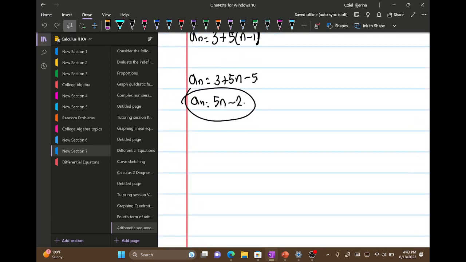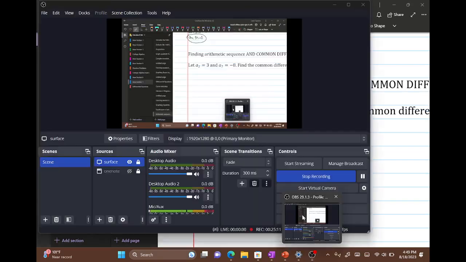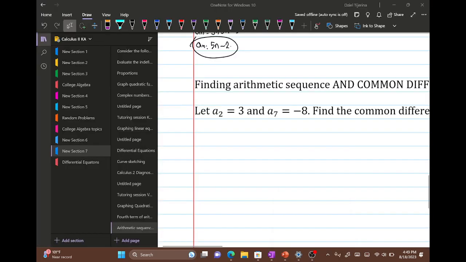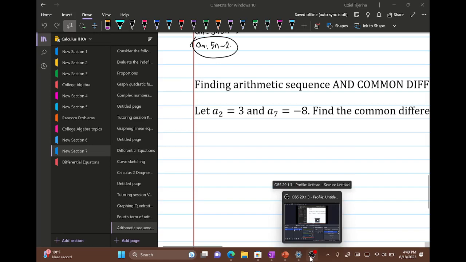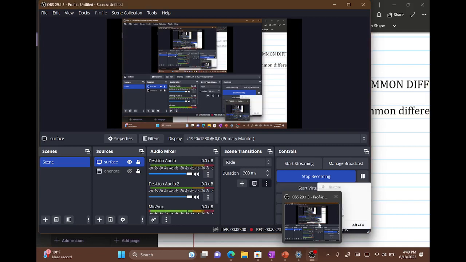Give me 1 second. Okay, guys, so we're going to do this last problem. Like I said, this is a very brief overview. I'm not going over a lot. Sorry, 1 second, guys.